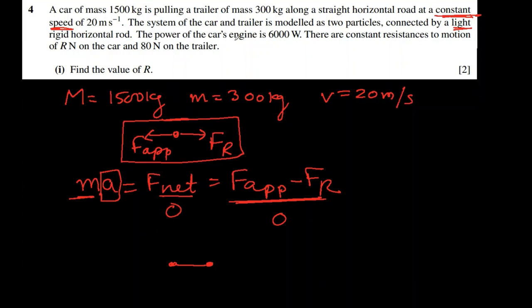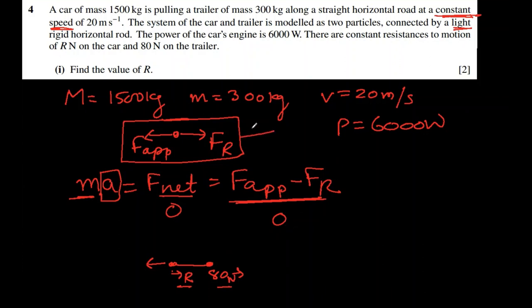Okay, the power of the engine is 6000 watts. There are constant resistances to the motion: R newtons on the car and 80 newtons on the trailer. That means whatever is the forward force will be equal to these two resistances. These include air resistance as well as friction, so we don't have to look at friction. Find the value of R.